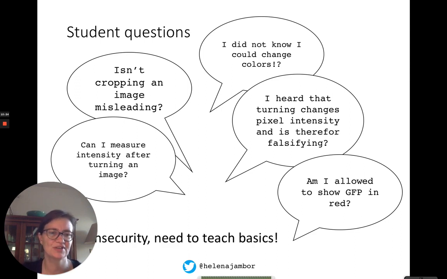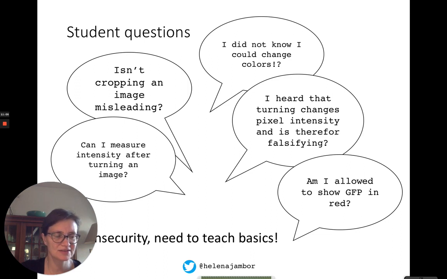So what I observe in these courses is that students are really well aware that splicing together images and pasting in Western blot bands is absolutely not okay. So they know about intentionally misleading images, and they obviously usually don't do it. But there's a really great insecurity about what is allowed and what is not allowed. And I think we need to teach the basics to the students, and we need to think of how we can integrate them better into a scientific discourse.